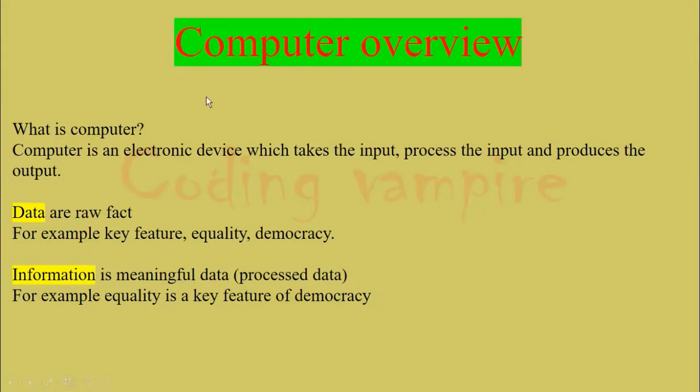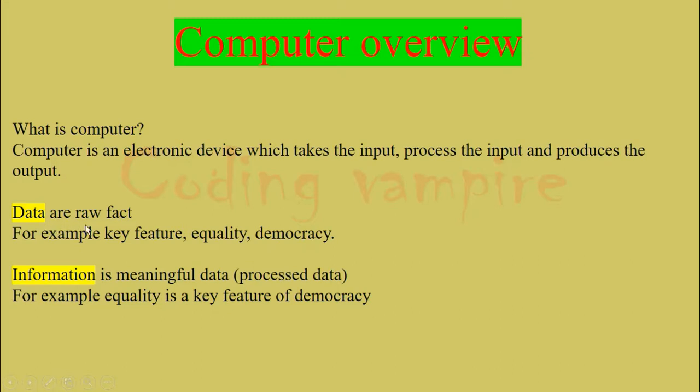So we are going to start the first chapter, Computer Overview. In this chapter we'll learn different components of computer, generation of computer and types of computer. What is computer? Computer is an electronic device which takes the input, processes the input and produces the output.